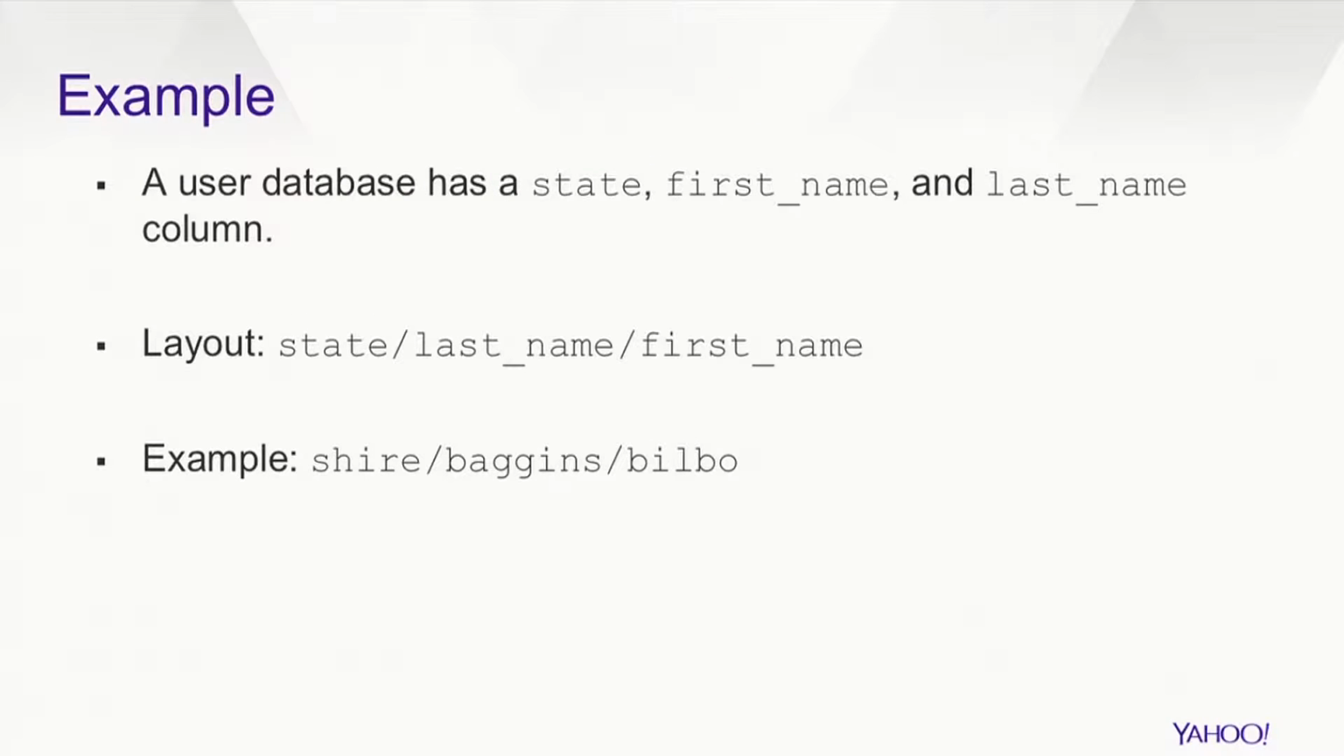So, a simple example: if you have a partition structure of state, last name, first name, and you want to find Bilbo Baggins from the Shire, it's very easy to find him given this partition structure. If you don't know completely what you want to find, you can just pop in standard Unix file path globs and you'll still get the data that you're looking for. So it works for all the use cases that you could normally think of using this for.